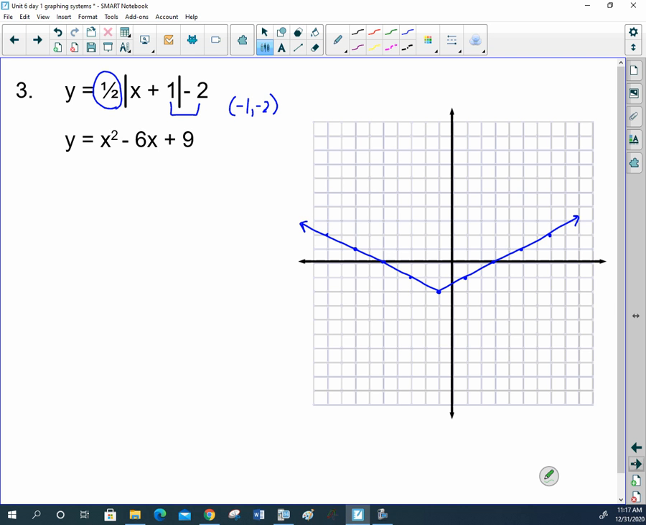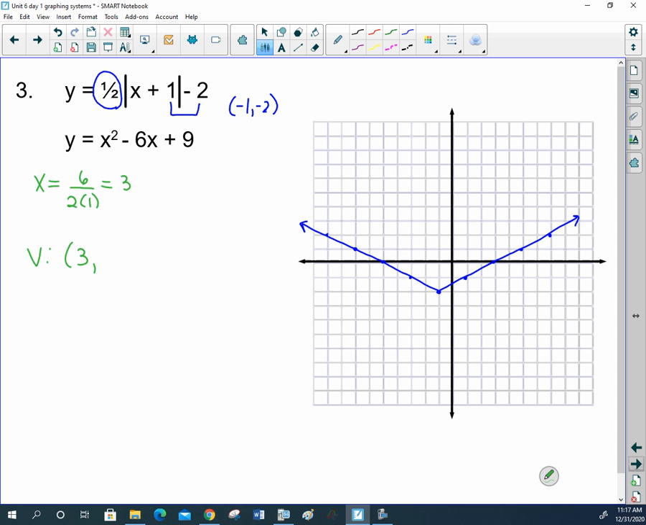Okay, so x² - 6x + 9. That's my parabola. It's in standard form. So I think I'll do axis of symmetry to see if I can figure out what the vertex is. Our axis of symmetry is going to be the opposite of b over 2a. So 6 divided by 2 is 3. So that means my vertex x-value is 3.